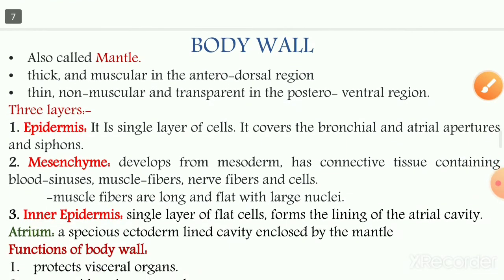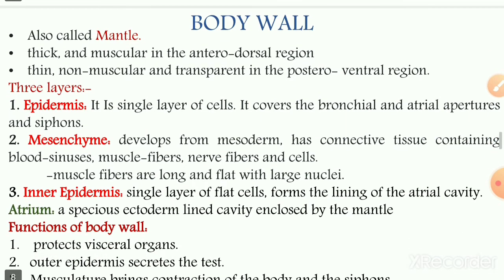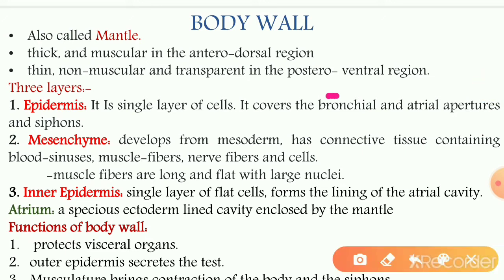Now, the body wall of Herdmania. The body wall of Herdmania is also called the mantle. This is thick and muscular in the anterior dorsal region, whereas it is thin, non-muscular, and transparent in the posterior ventral region.